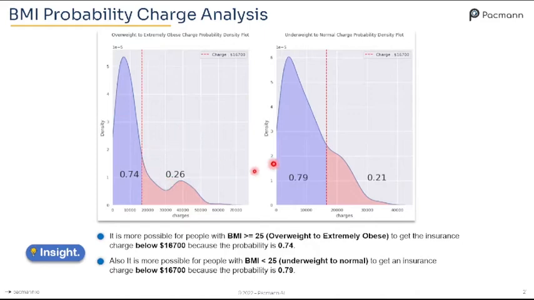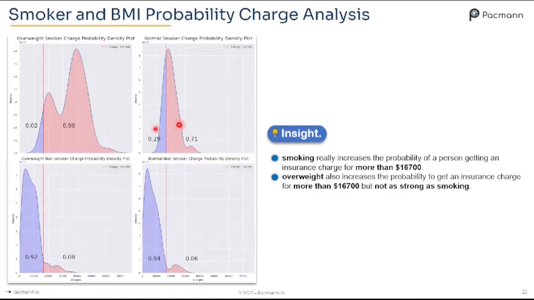This analysis shows us that, comparing people with a low BMI and a high BMI, people with a high BMI have a probability of 0.26 of getting an insurance charge of more than $16,700, while people with a normal BMI have 0.21. This value difference is not as significant as for smokers. This combined analysis of smoker and BMI shows us that smoking is a strong factor that makes the insurance charge expensive compared to BMI.